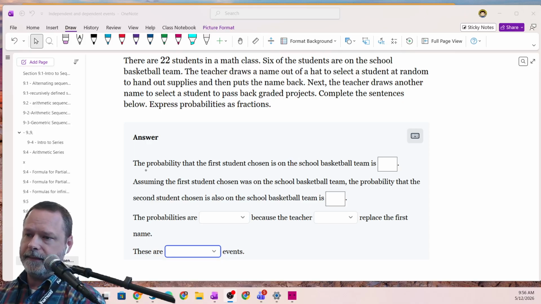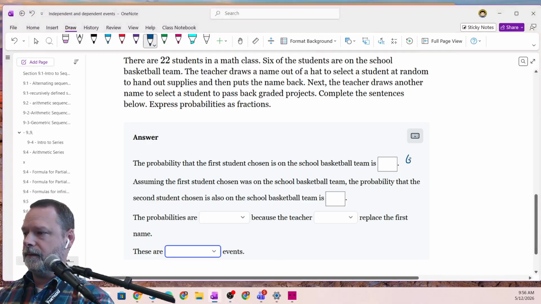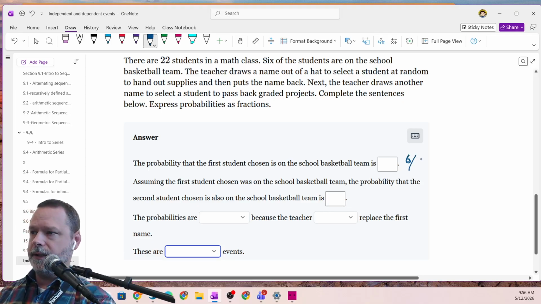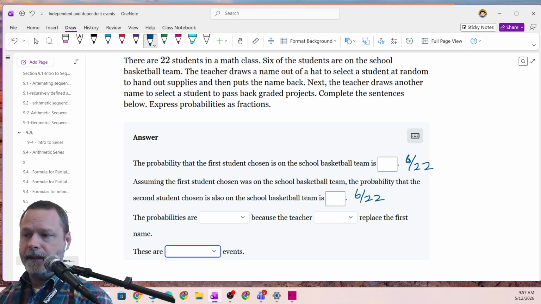Now let's go ahead and answer these. So the probability of the first student chosen being on the school basketball team is, how many are on the school basketball team? 6. And there were 22 students altogether. Assuming the first student chosen was on the basketball team, the probability that the second student chosen is also on the school basketball team is, well, it's the same thing, right? 6 out of 22. In fact, you could choose the same student twice. Right? Didn't say you couldn't. So they're definitely independent events. So the probabilities are equal because the teacher does replace the first name. So they are independent events.